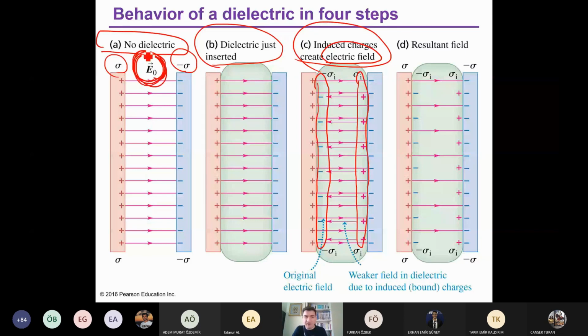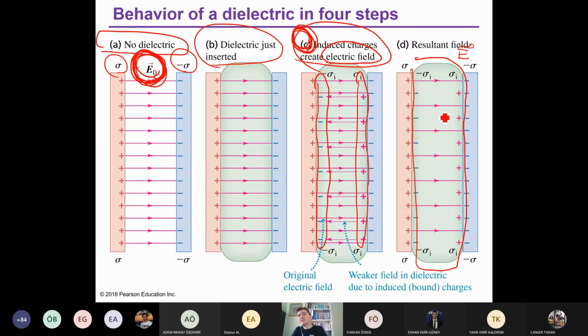We have shown in picture A, and in picture C, due to the polarization of the molecules within a dielectric material, we have an opposite electric field within the dielectric material, and the final electric field between the plates will be smaller than the initial electric field E0. Okay, this is the resultant field, the final electric field between the plates.